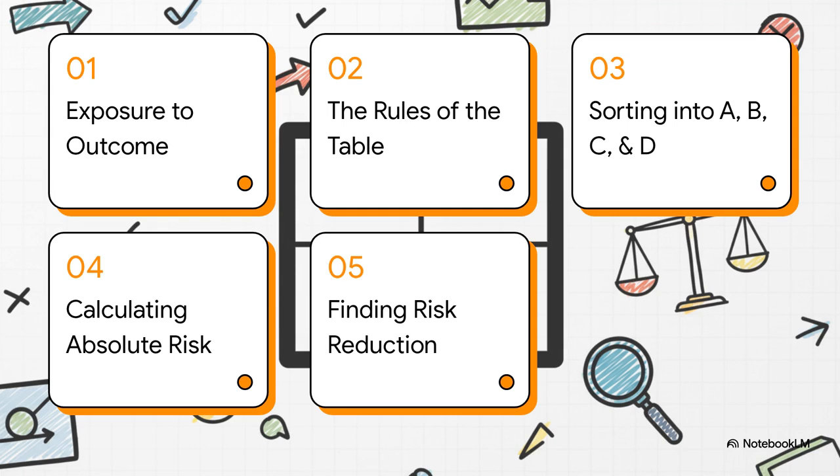We'll start with the basics, what we mean by exposure and outcome. Then we'll get into the super strict rules of setting up the table. After that, we'll sort our data into the 4 key cells, and finally, we'll use all that to calculate absolute risk and figure out what it's actually telling us.